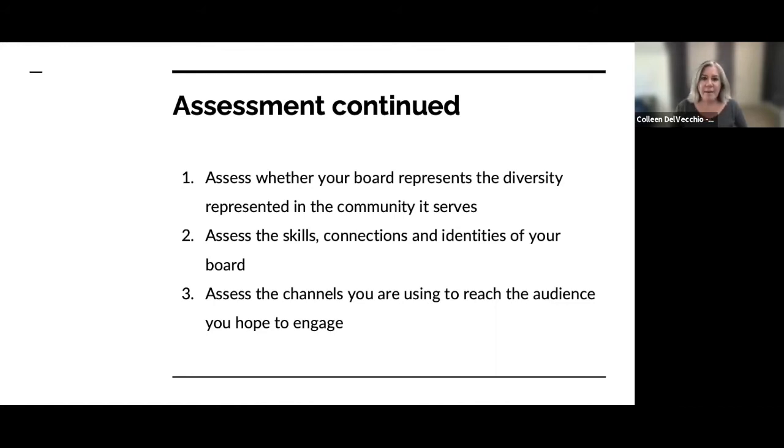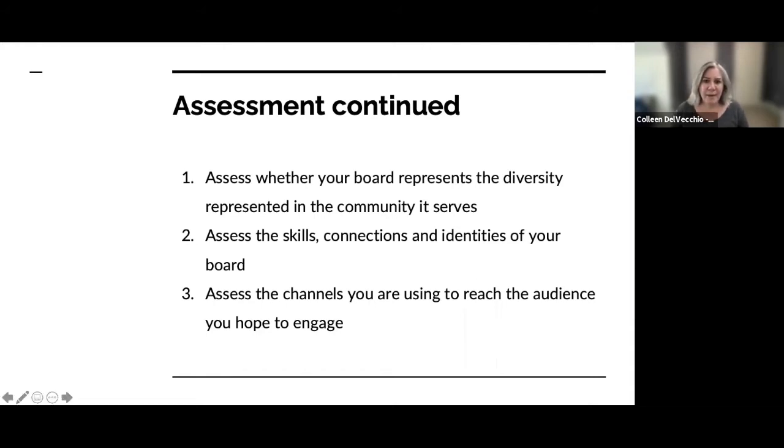Think about the skills, the connections, and the identities of your board, and assess what those are. I'll show you one simple sample assessment checklist on the next slide. And when we're done with this workshop, probably tomorrow morning, I will send out the recording, the slides, as well as the fuller version of this board checklist assessment.